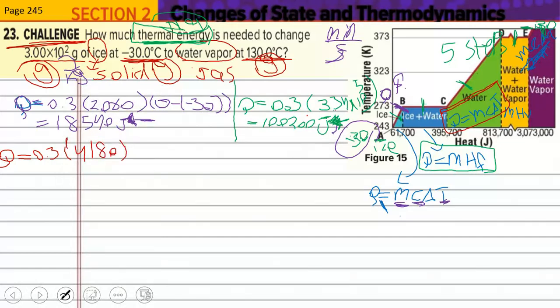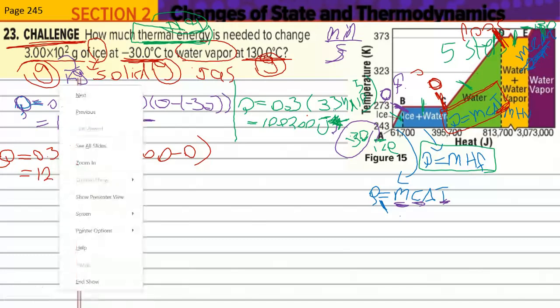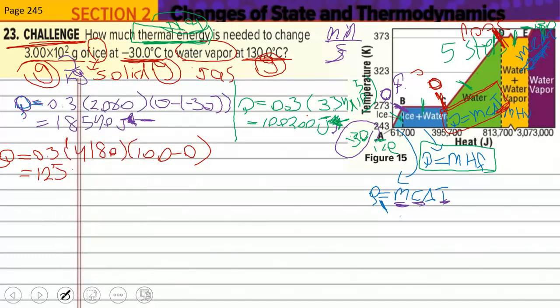And then what do we have also? The temperature: the final minus the initial. The initial temperature is 0 Celsius, and the final, at the starting of the boiling point, is 100 Celsius. So from 0 Celsius to 100 Celsius, we subtract the initial from the final, 100 minus 0, and this will equal 125,400 joules.